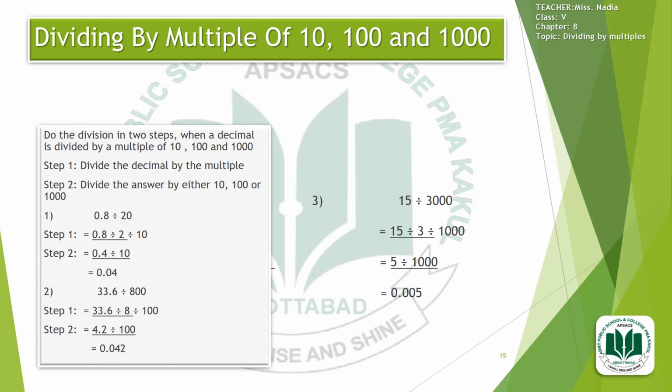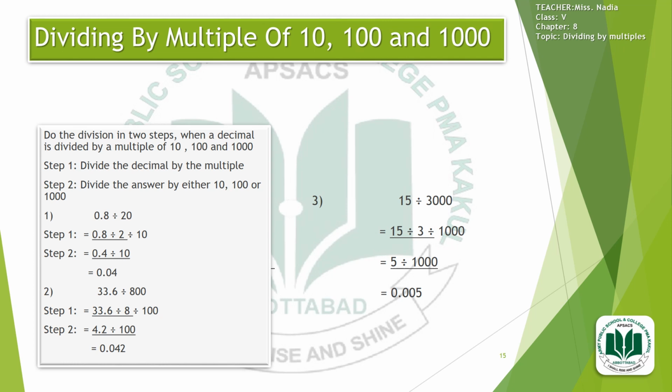Also do division with multiple of 10, 100 and 1000 in two steps, like multiplication with multiple of 10, 100 and 1000. In first step, divide the decimal by the multiple, and in second step, divide the answer by 10, 100 and 1000. Example 1, 0.8 divided by 20. First divide 0.8 by 2 and then divide the result 0.4 by 10 by moving decimal point one place to the left.